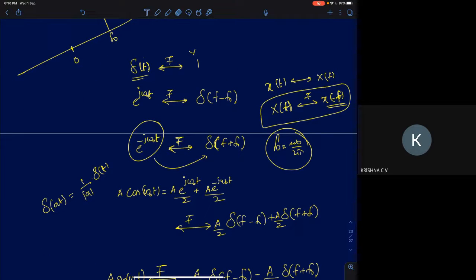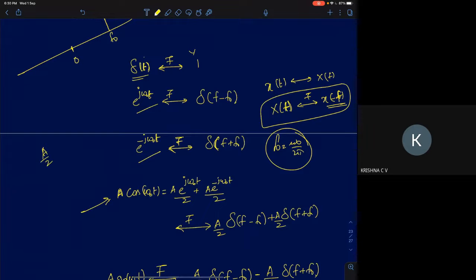Now, with the knowledge of these two complex sinusoids and their Fourier transforms, we can immediately construct the Fourier transforms of sinusoids. So A cos omega naught t is a linear combination of two complex sinusoids, which is A by 2 e power j omega naught t plus A by 2 e power minus j omega naught t.